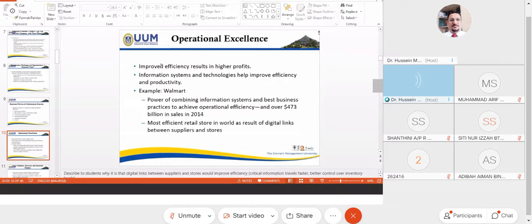Information system and technologies help improve efficiency and productivity. Yes, this is true. Why? Because the way of communication and the way of doing business will become different because we are using a revolution now.